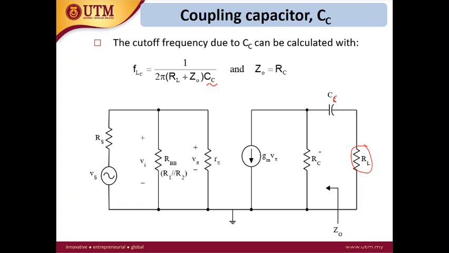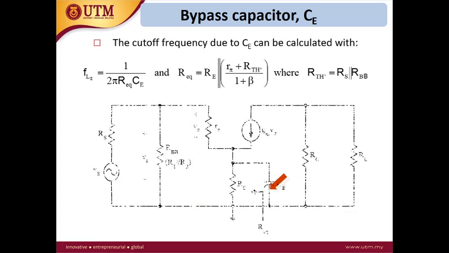This is RL plus Z out, where Z out is equal to RC. So we have another cutoff frequency. The last one is when we consider only the bypass capacitor. Here you can see there is no input coupling, no output coupling, only the bypass capacitor CE. So for the FLE, the value of the capacitor is CE.